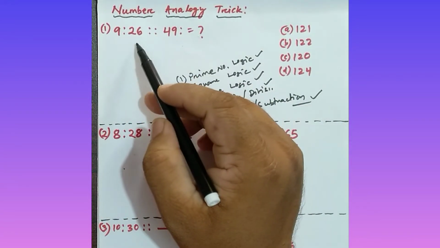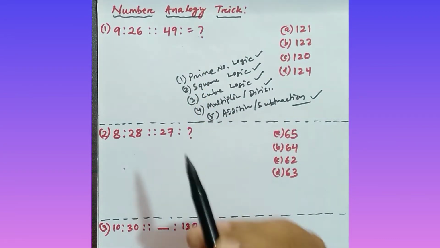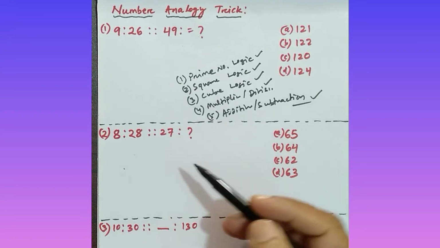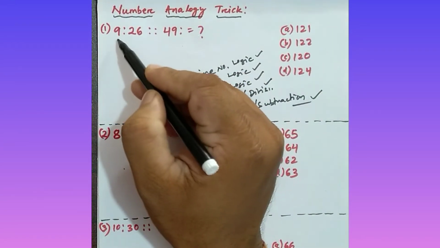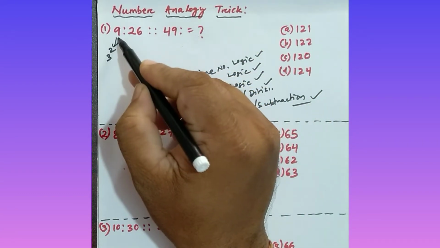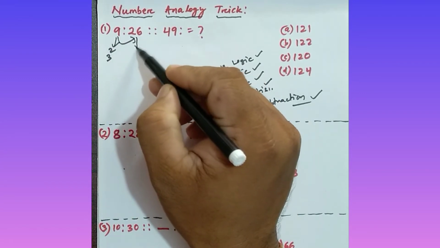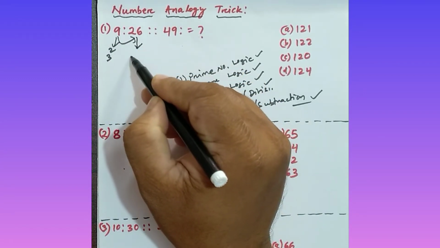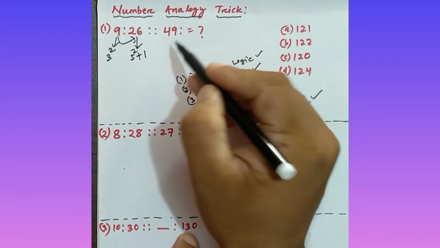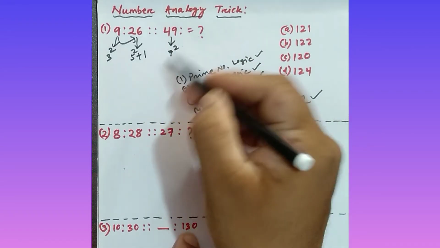So there is 9 : 26 :: 49 : dash. How can you solve this? And these are the options given to you. Which one is the right answer? Look here. This 9 can be written as 3 square. Yes, absolutely right. And what is the relationship between these numbers? 26 can be written as 5 square plus 1. Yes, absolutely right. Similarly, 49 can be written as 7 square. Yes, 7 square is 49.